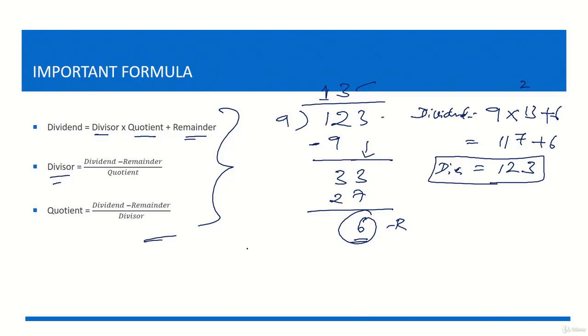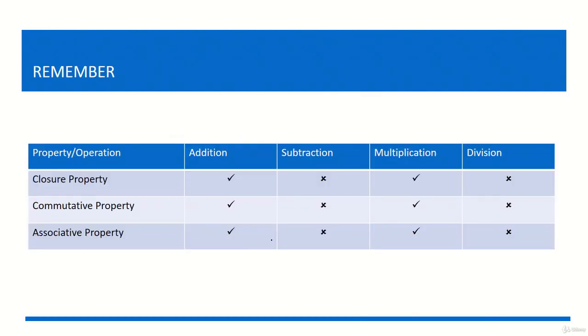So let me summarize. You should remember this. For addition, the closure property, commutative and associative properties apply. For subtraction, none of these properties hold: not associative, closure or commutative. For multiplication, again the three apply: closure, commutative and associative. For division, no property holds.